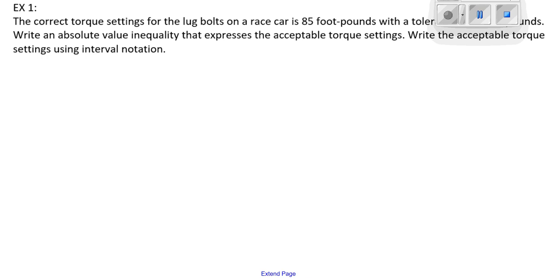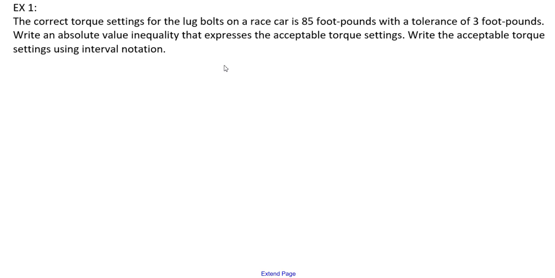So another example for us. The correct torque setting for the lug bolts on a race car is 85 foot-pounds. So if you ever torque down a lug nut on a car, they have a specific torque that you can torque them down to, but you can be a little bit above or below that. So anyway, let's write an absolute value inequality that expresses this.